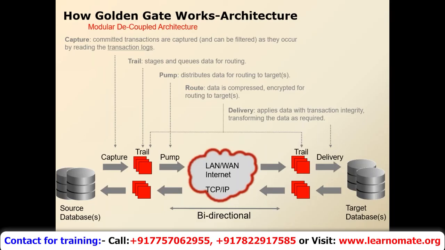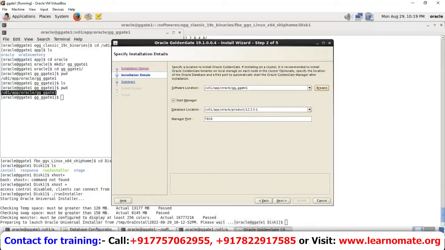So each GoldenGate installation by default comes with a manager. As the name suggests, it manages the GoldenGate environment, all its resources, all its components. Now that manager requires a port to run on. Ensure that nothing is running on that port. So 7809 is the default port which we are using. Now by default the manager is stopped. You can choose not to start the manager during installation, or you can choose to start the manager during installation itself. So here I'm choosing the option of starting the manager.